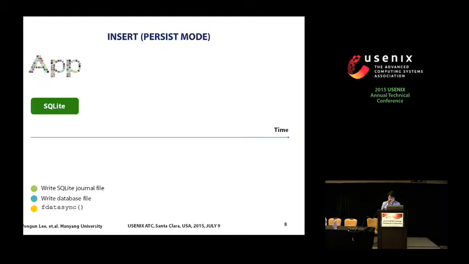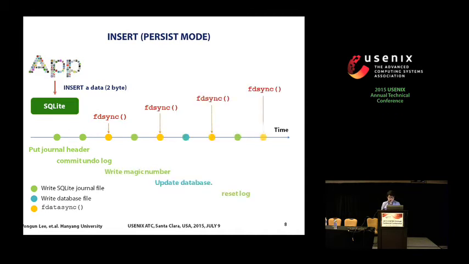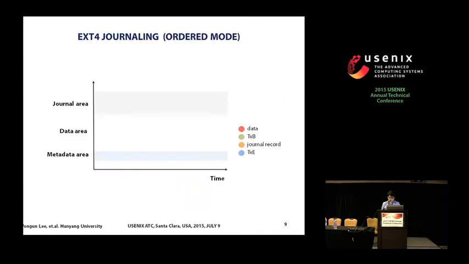In more detail, here we show the insert operation on SQLite. When you insert one record to a database, SQLite calls 5 write calls and 4 fdatasync calls for the database and SQLite journal file. This is how the ext4 file system works. When you write data in ordered mode, ext4 first writes data and then writes metadata to the journal area.